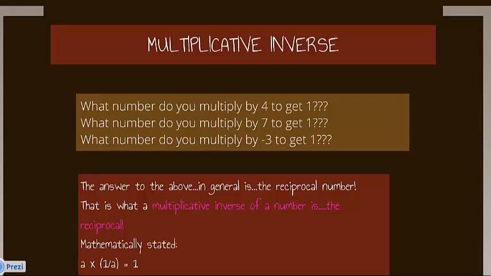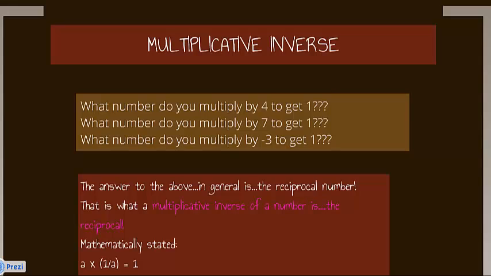Now, multiplicative inverses, we have to think in a little bit different way. What number do you multiply by 4 to get 1? 4 times what would give you 1? You have to think in terms of a reciprocal fraction. 7 times what would give you 1? Negative 3 times what would give you 1? And in each case, it is the reciprocal number.